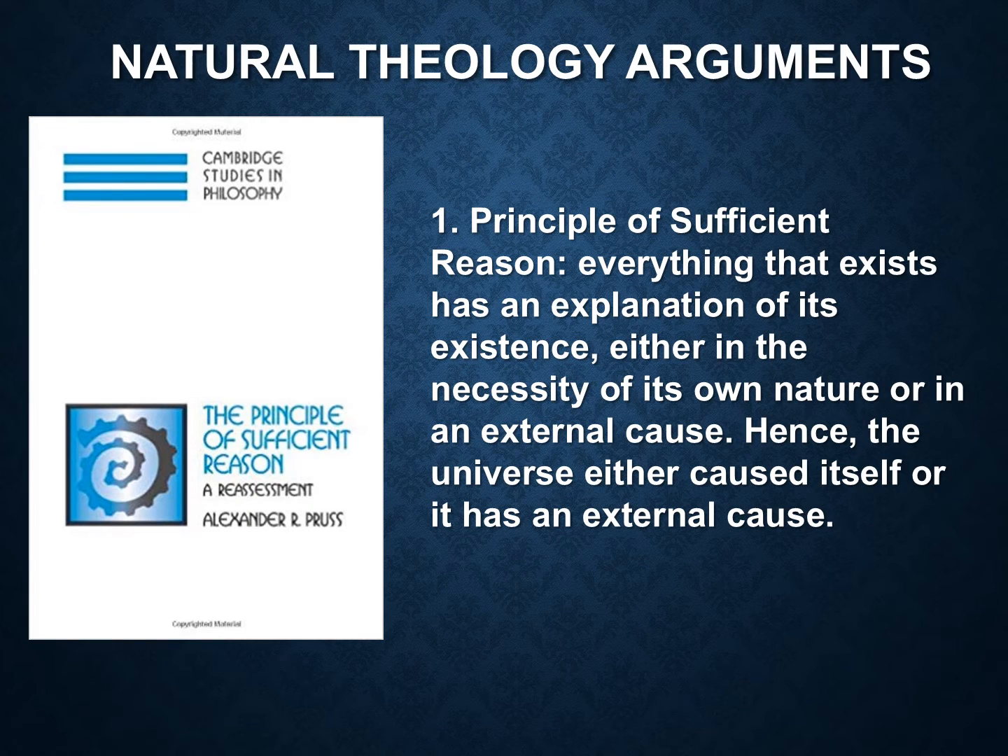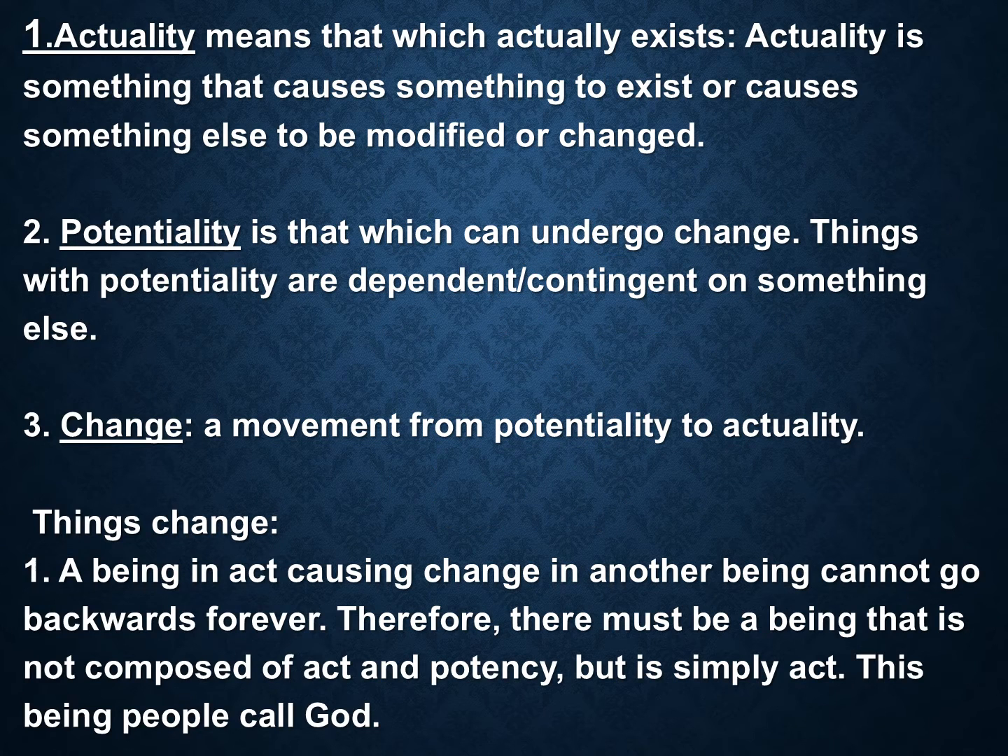For example, when you look at the principle of sufficient reason, this is by Alexander Pruss, this says that everything that exists has an explanation of its existence, either a necessity of its own nature or an external cause. Therefore, the universe either caused itself or has an external cause. So these are some of the terms that Feser uses and are used in some of these philosophical arguments, just an overview quickly.